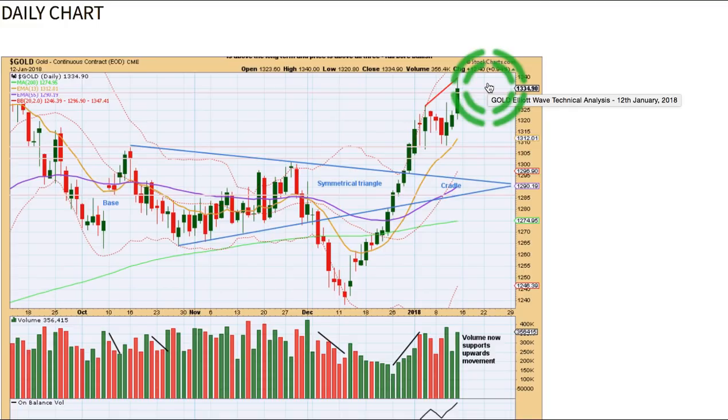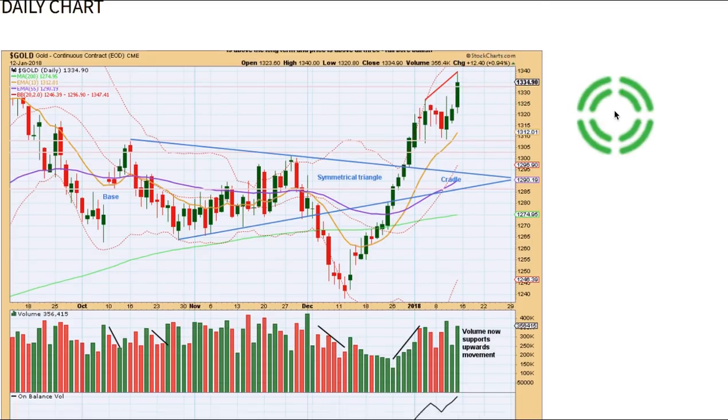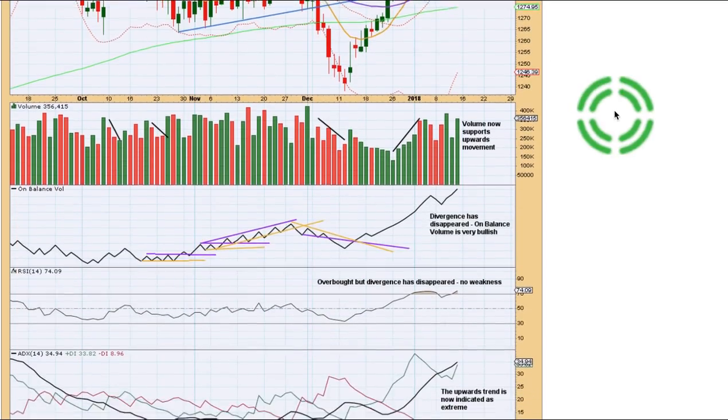My main wave count comes with a strong caveat that the hourly chart channel must be breached before we can have confidence at all in that trend change. We don't have confidence yet.